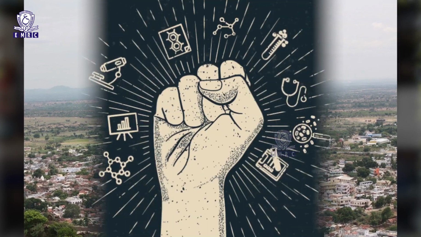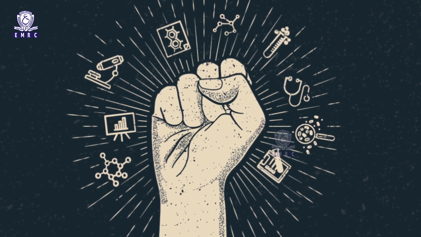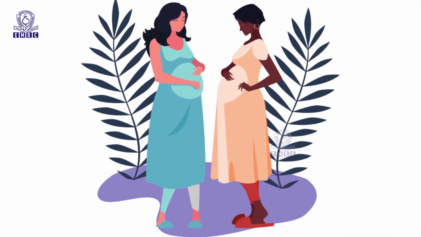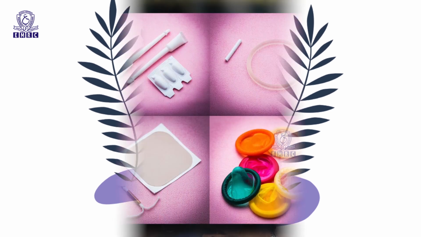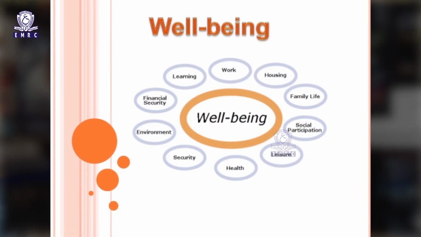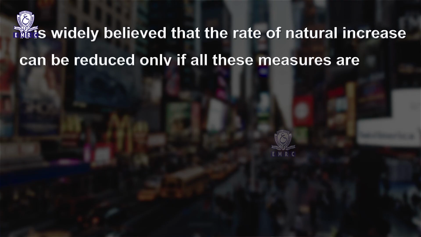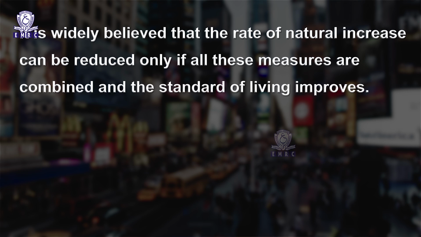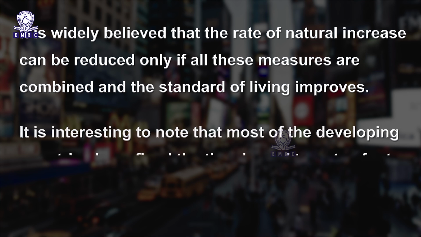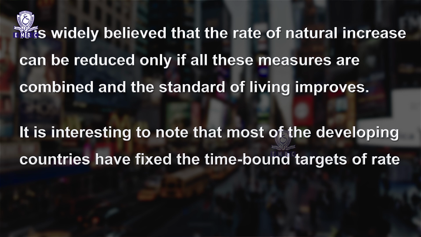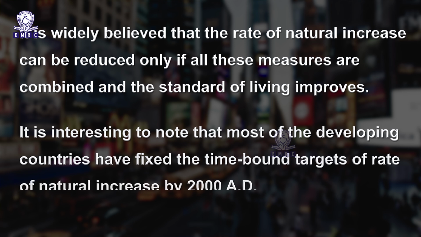In most of the less developed countries, the governments have come out with a variety of policies together with mortality control, fertility control, family and individual well-being. It is widely believed that the rate of natural increase can be reduced only if all these measures are combined and the standard of living improves. It is interesting to note that most of the developing countries have fixed the time-bound targets of rates of natural increase by 2000 AD.